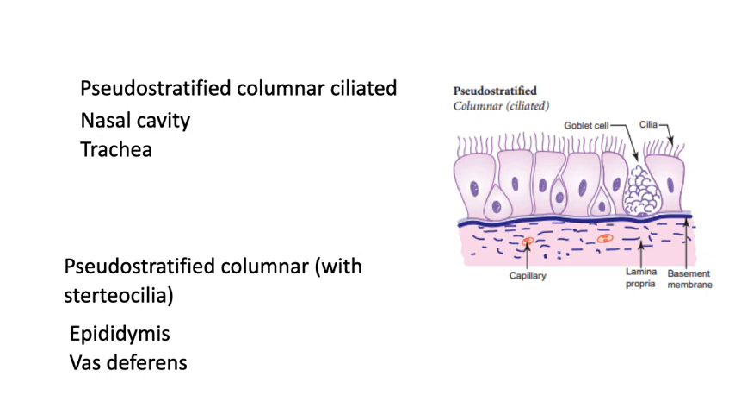Pseudo-stratified epithelium. Pseudo is false and stratified is multi-layer. It means the epithelium is a single layer but it falsely appears to be multi-layer. This happens when the nuclei are at different levels. If you can see here, there is a single cell, but the nuclei are lying at different levels and it appears to be stratified or multilayer. So this is known as pseudo-stratified epithelium. This pseudo-stratified epithelium can be ciliated and then it is known as pseudo-stratified ciliated epithelium.